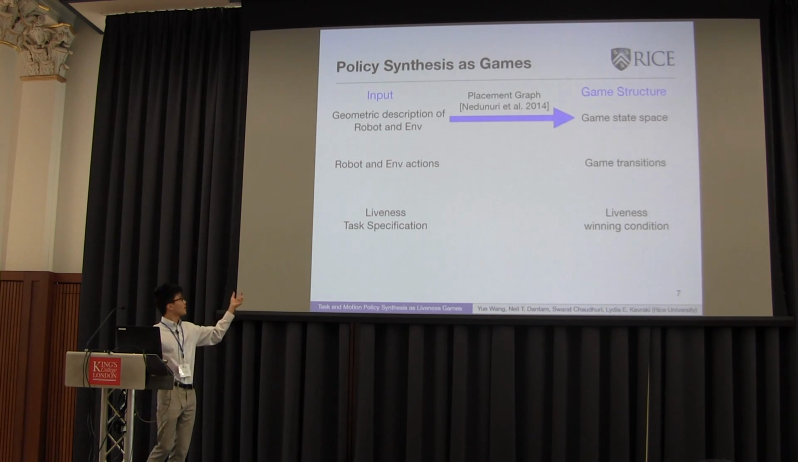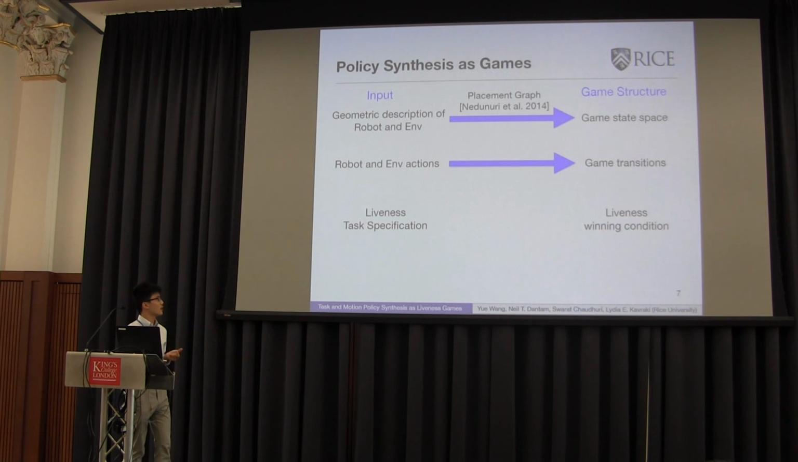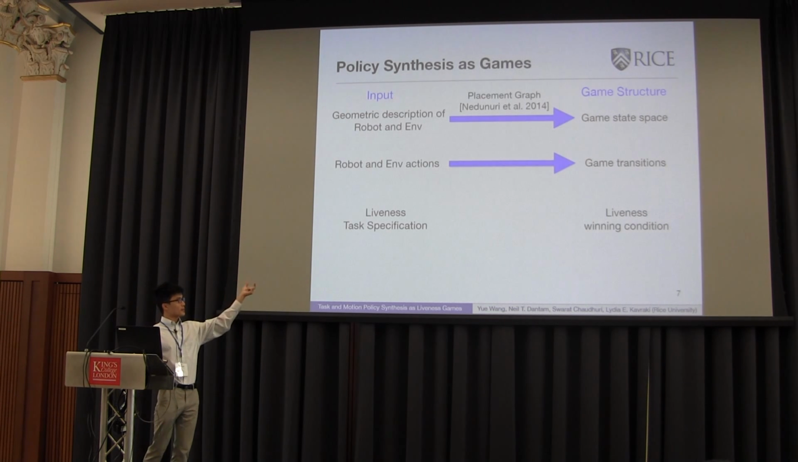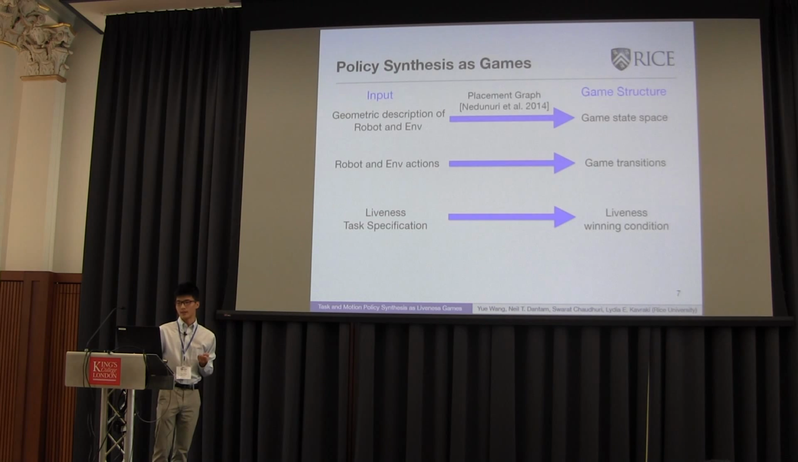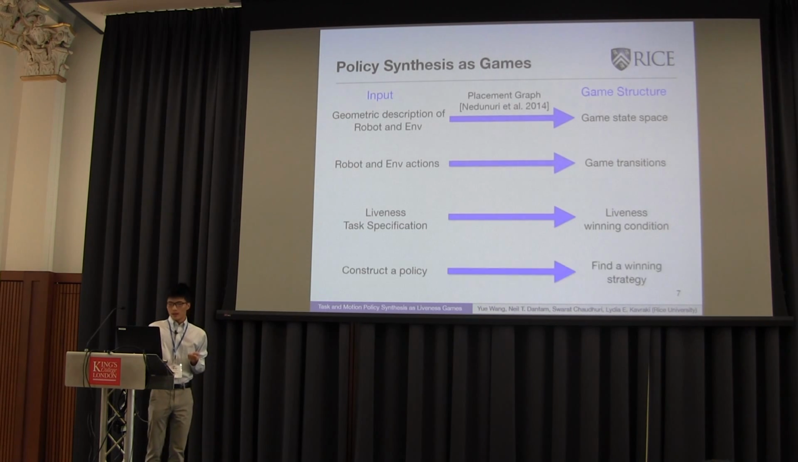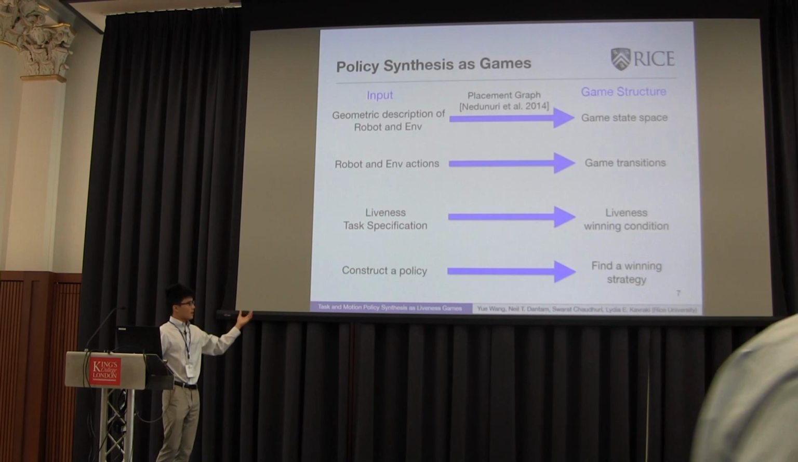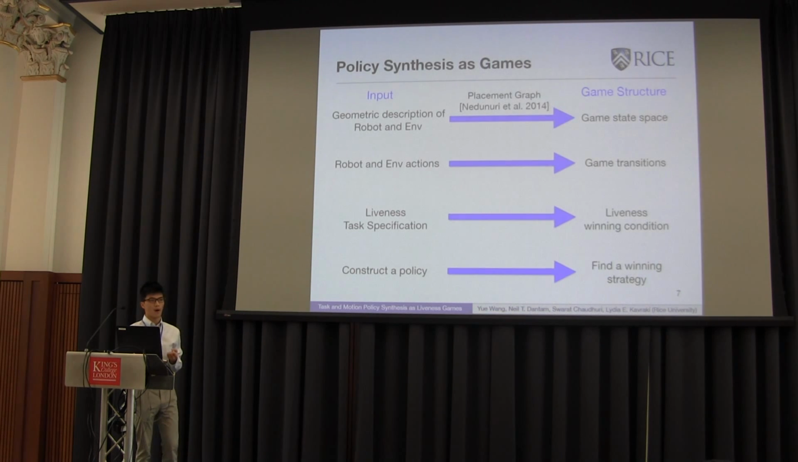We encode the actions of the robot and environment as constraints. These constraints represent the valid system transitions of the game. Finally, the task specification corresponds to our reachability winning condition. Now, the problem of constructing a policy for a task is reduced to the problem of finding a winning strategy for this particular game.